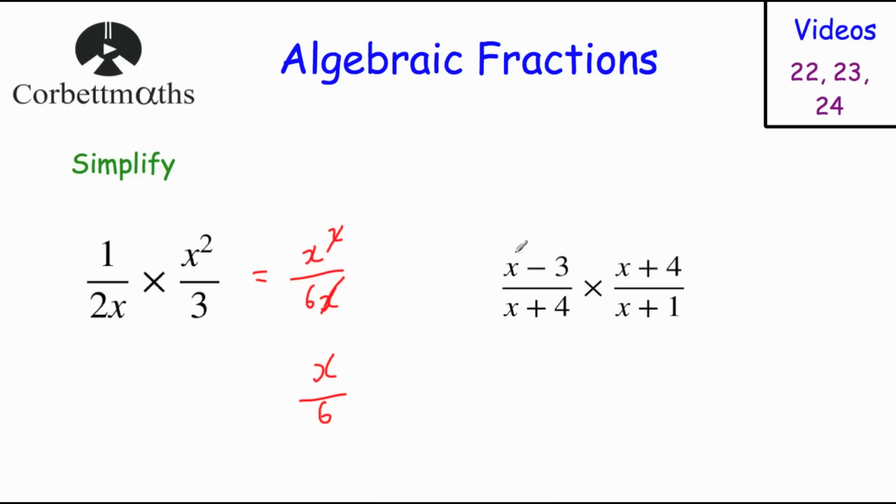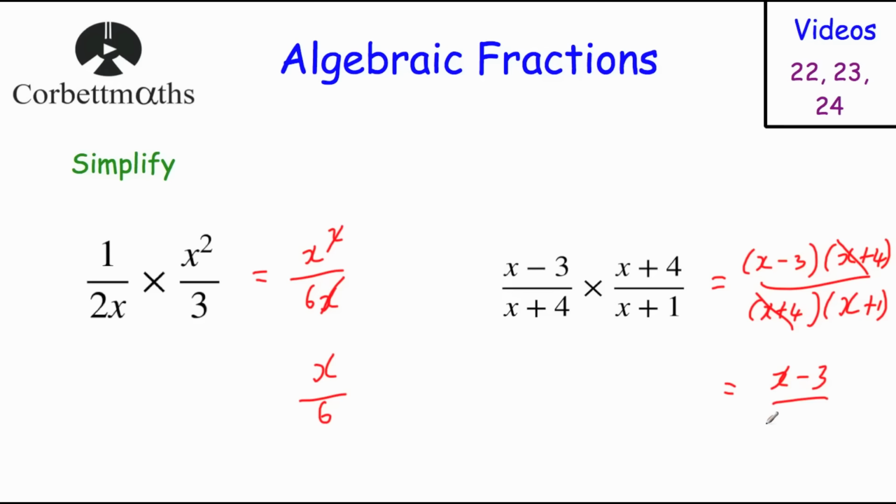This time we've been asked to simplify x minus 3 over x plus 4 multiplied by x plus 4 over x plus 1. So let's multiply these together. I'm going to write x minus 3 multiplied by x plus 4 over x plus 4 multiplied by x plus 1. One thing I've noticed is we've got the same bracket on the numerator and denominator, so we can cancel those out, and that would leave us with x minus 3 on the numerator and x plus 1 on the denominator, and that's it.